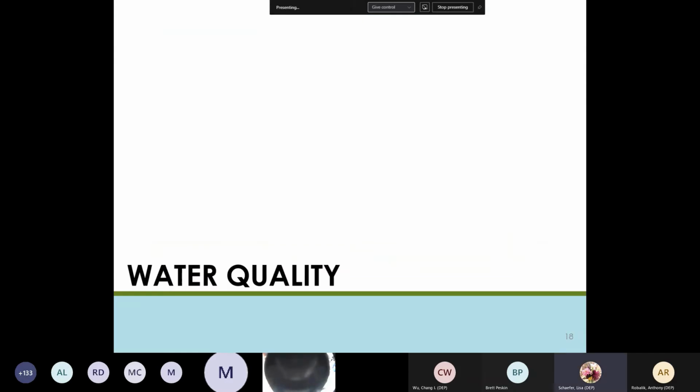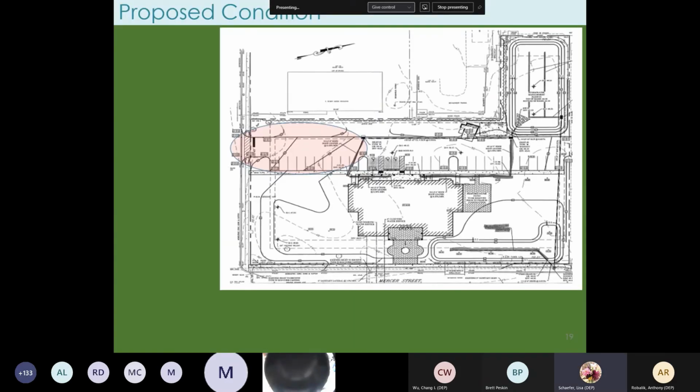All right, so let's move on to water quality. In order to meet water quality, they're proposing a sand filter with under drain to treat runoff from the proposed parking area. Now, a sand filter that is built to the specifications set forth in the B&P manual merits a TSS removal rate of 80%.